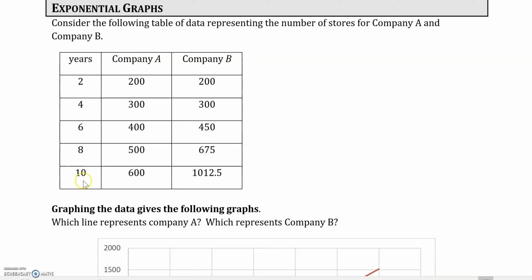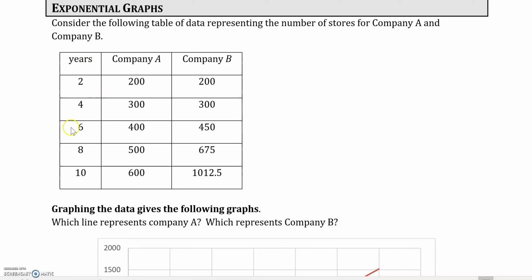We have a certain number of years that have gone by, so after 2 years, after 4 years, 6, 8, and 10, and so on. And then we have the number of stores for company A and the number of stores for company B. This is very similar to some data that we would have seen in the scatter plot Excel lab, except for now we're plotting two sets of points.